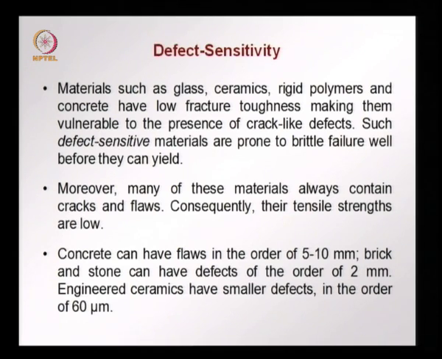Concrete can have inherent flaws in the order of 5 to 10 millimeters. Normally you would expect flaws to be up to the size of the aggregate. Bricks and stones have smaller defects in the order of a few millimeters. When we have engineered ceramics that are made in the factory under very well defined, controlled conditions, we can have smaller defects, say in the order of a few microns.